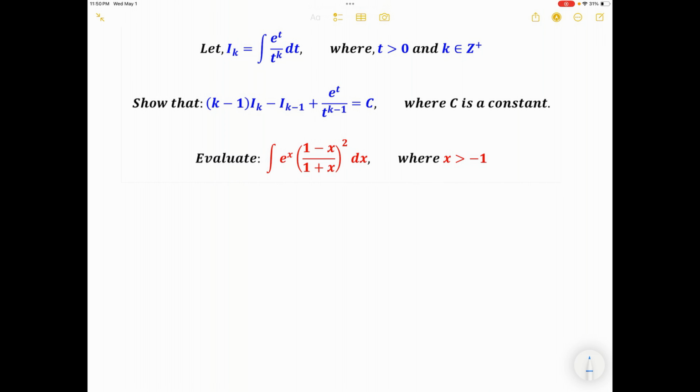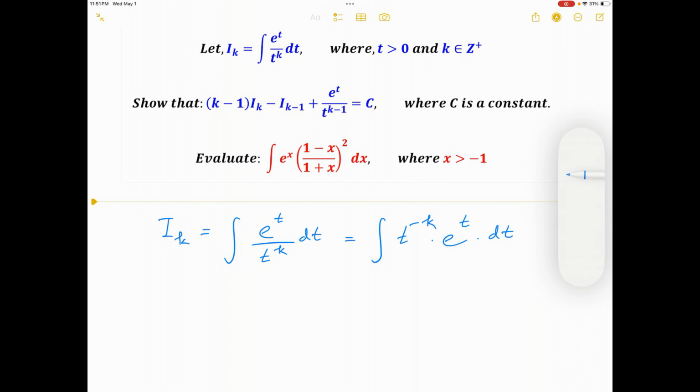Let me write down the given I sub k. I sub k is given as integration e raised to the power t divided by t raised to the power k dt. As soon as we see what we have to show, it's very intuitive that we need to apply integration by parts. Therefore, I'm going to write down this same integral as t raised to the negative k times e raised to the t dt.